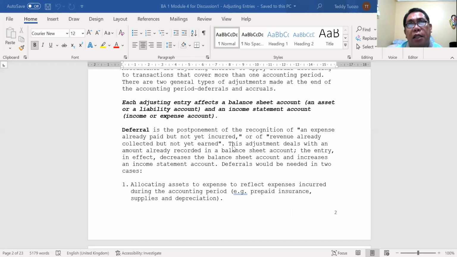Another example would be supplies, the acquisition of supplies. For purposes of discussion, for companies that buy in bulk, they would initially recognize the purchased supplies to supplies, which is an asset account. And then eventually, at the end, when we prepare the adjusting entry, we have to recognize the supplies expense account when they are already consumed or used.